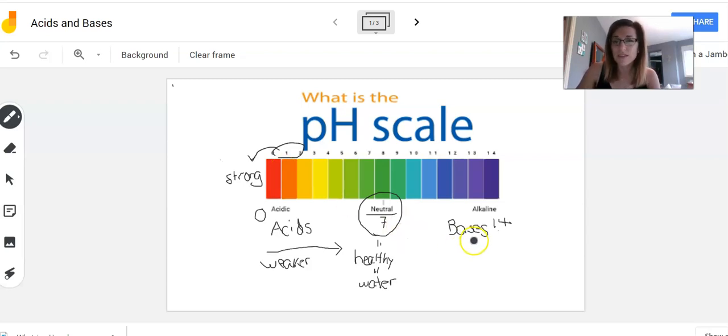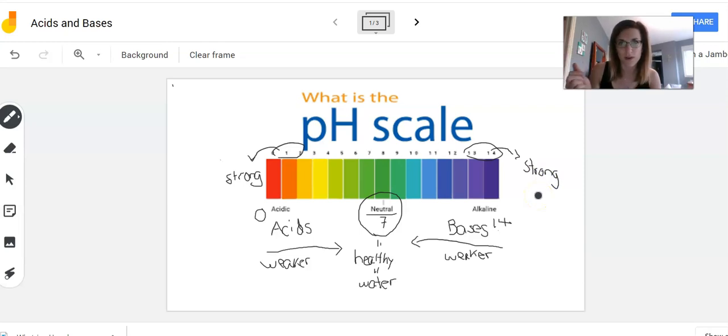Okay, the same is true for bases, but on the other side. So as bases move from 14 closer to a pH of 7, they also get weaker. Okay, and then as we look at the far end of the spectrum, this is where bases are the strongest. Okay, so sometimes we call acids corrosive. If you remember that from your WHMIS symbols, corrosive means to break down or kind of burn away. Bases can also be very strong and break things down.